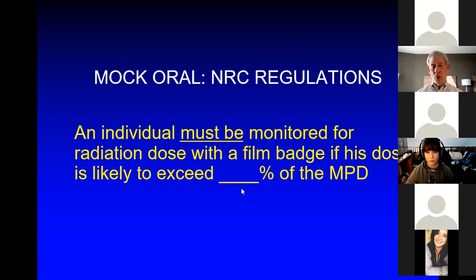So if you have a visitor to your lab, and let's say he's going to be there for 6 months, and you feel that he's going to pick up more than a certain number or a certain percentage, you have to monitor him. What's that percentage of the MPD? 10%. Good. So here's a rule for you.